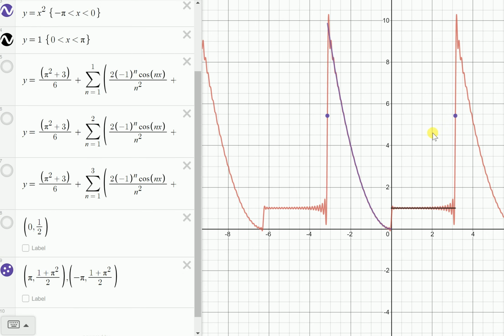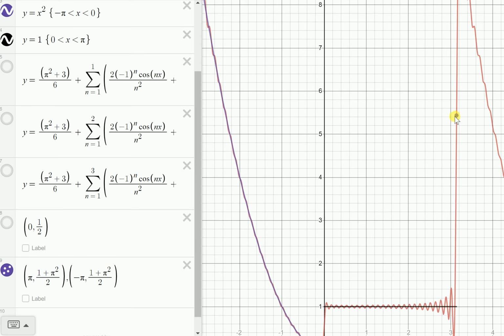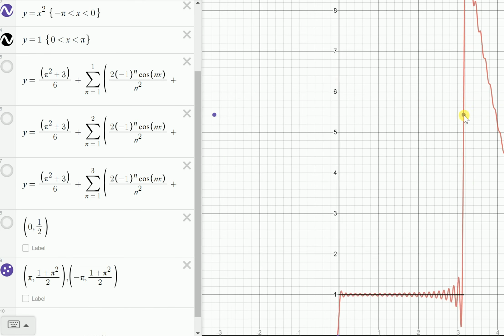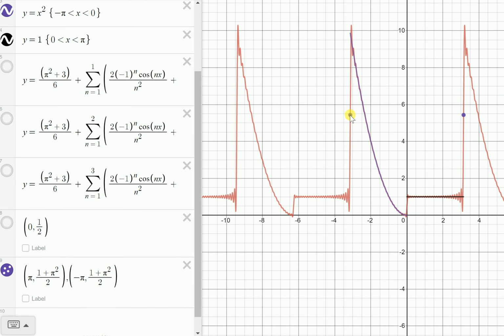What these points are is the average of where my function was at this right endpoint, where the y value was 1, and where the function is at this left endpoint, where the y value was pi squared. And that's what I've entered here, 1 plus pi squared over 2, the average of those y coordinates. And we could check this. We could zoom in a little bit more to see if this is believable. Zoom in, zoom in, zoom in. Yeah, my Fourier series does seem to be going through that point. And if we were to check it at that other endpoint on the left, the same thing is going to be true.